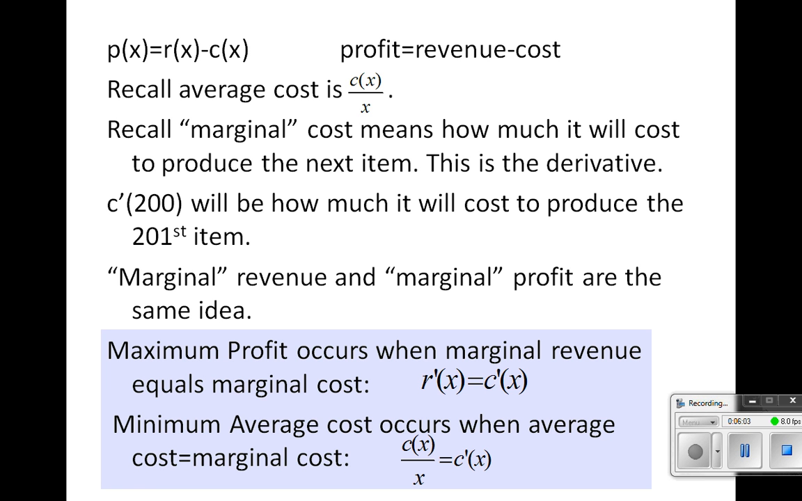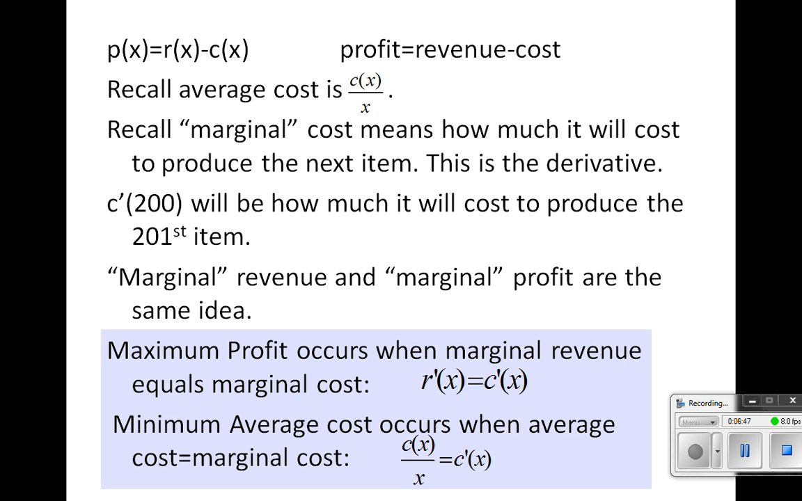A few other things that we've seen in the past from Chapter 3: the average cost would be your cost equation divided by how many items you have. That would be your average cost per item. And then your marginal cost, marginal means how much it would cost to produce the next item. And this is the derivative. So if you're ever looking for the marginal cost, you take the derivative of cost and plug in the number they give you. So C prime of 200 would be how much it would cost to produce the 201st item. And the same thing holds if they talk about marginal revenue or marginal profit. It's just the derivative of the revenue equation or the derivative of the profit equation.